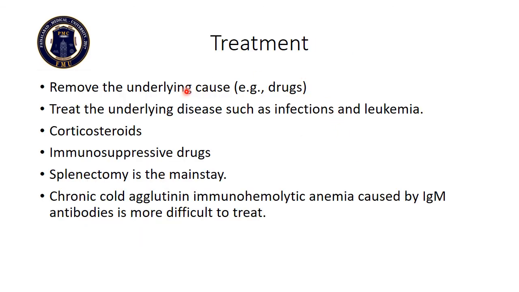Treatment: remove the underlying cause, for example the drugs. Treat the underlying diseases, for example infections and leukemias. Corticosteroids and immunosuppressive drugs are given. Splenectomy is the mainstay. Chronic cold agglutinin immunohemolytic anemias are more difficult to treat.